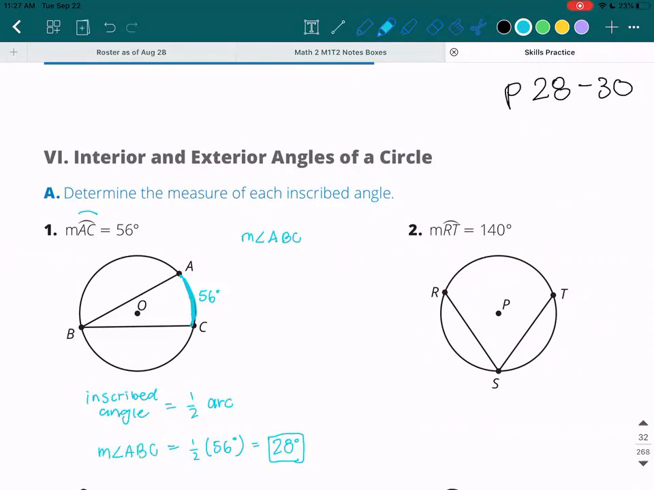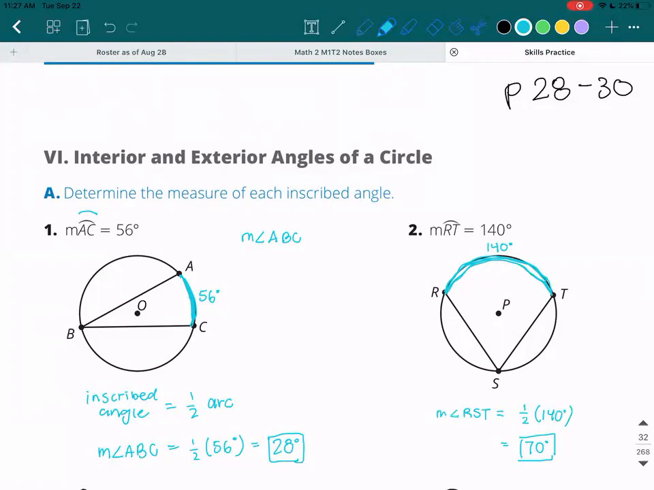All right, let's do the same process. We have measure of arc RT. Hey, isn't that like one of your names, Artie? Measure of arc RT is 140. And so the inscribed angle that we are looking for, the measure of angle RST, is equal to 1/2 the arc. So 1/2 of 140. What is 1/2 of 140? 70. 70. Good job.